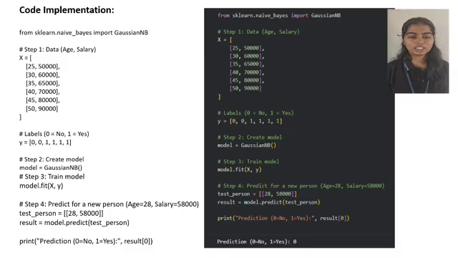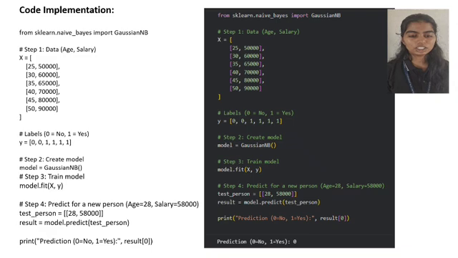Hello everyone. Today I will explain a simple example of the Naive Bayes classification algorithm. In this example, we want to predict whether a person will buy a computer based on two features, age and salary. Importing the library, we use the Gaussian Naive Bayes model from the sklearn library. Gaussian Naive Bayes is suitable when our data is continuous, such as salary and age. Preparing the data set. Our input data X contains two attributes for each person. First is age, second is salary. And our target variable Y tells us whether the person bought a computer.